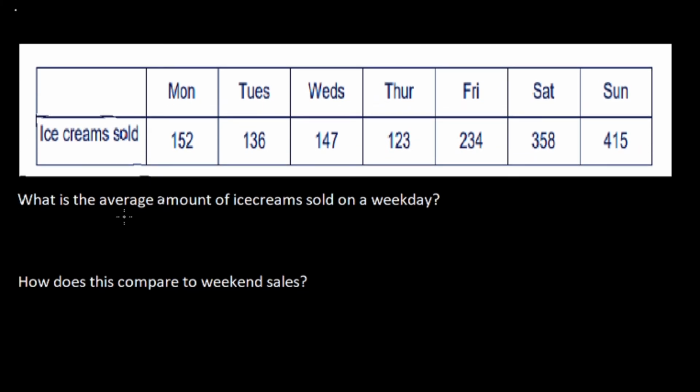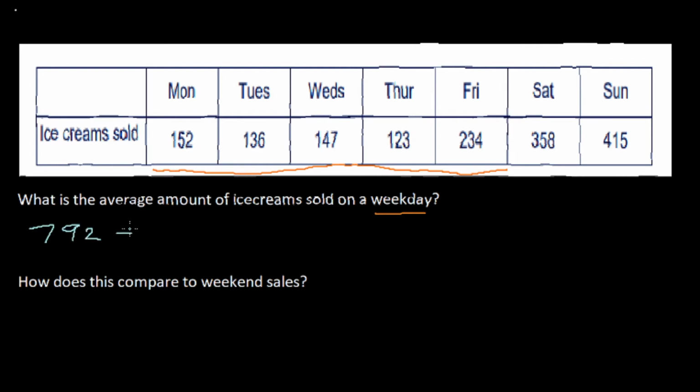Alright, so it says, what is the average amount of ice cream sold on a weekday? And you can see there's a table here, it says ice cream sold, and it has the days of the week. So one of the most important things about questions that have mean and averages in them is you need to check what they actually want you to find out, and don't do everything automatically, because it just says weekday, so you only need to add these ones up here. Okay, and when I add all these up, I get to 792.